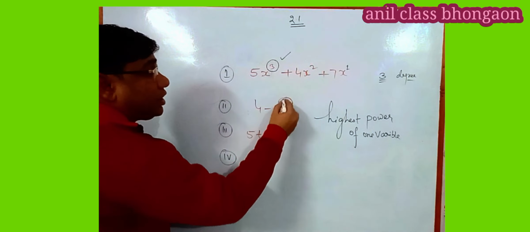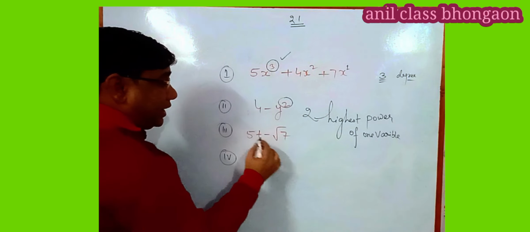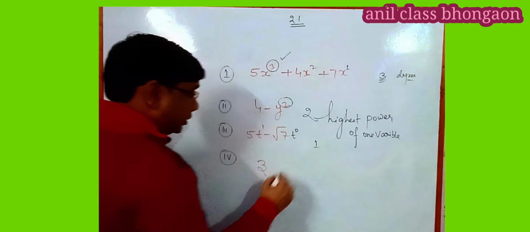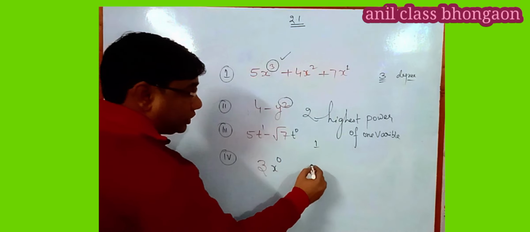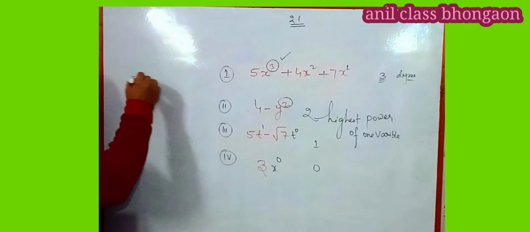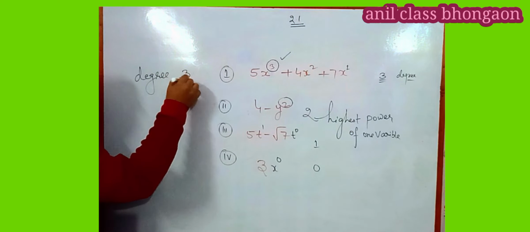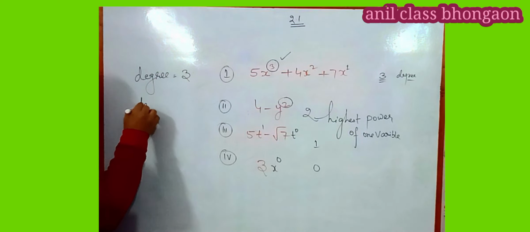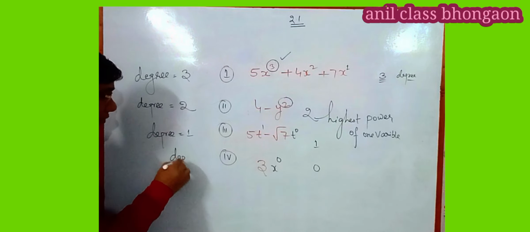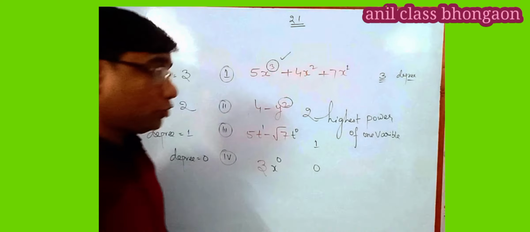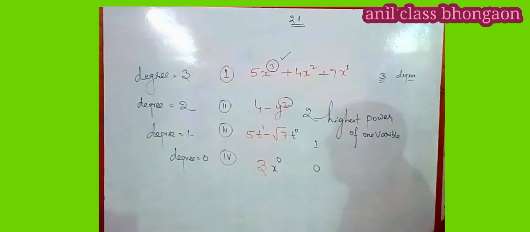And here the degree is 2, my friend. And here the degree is 1, because t power 1 means degree 1. And here the degree is 0. So you can also write the answer: degree is equal to 3, degree is equal to 2, degree is equal to 1, and degree is equal to 0.